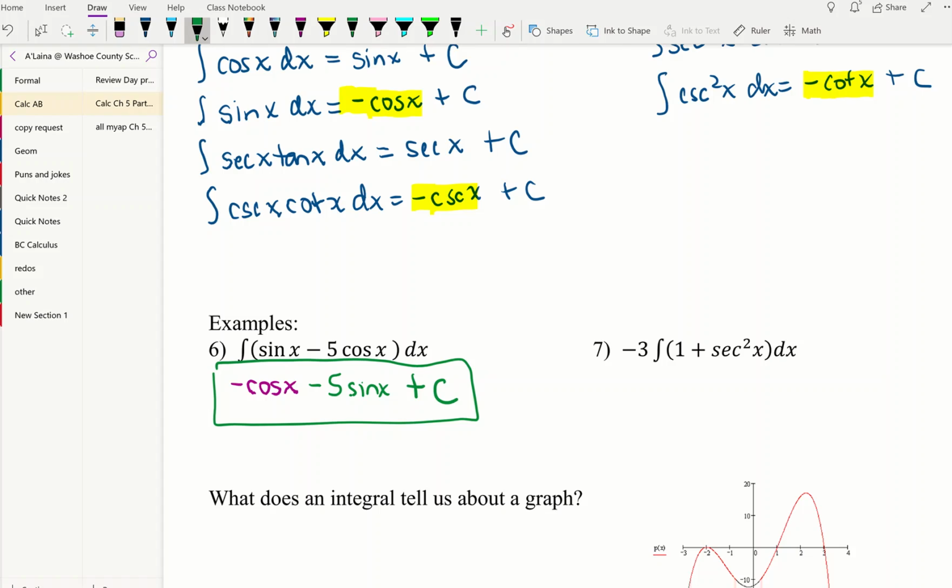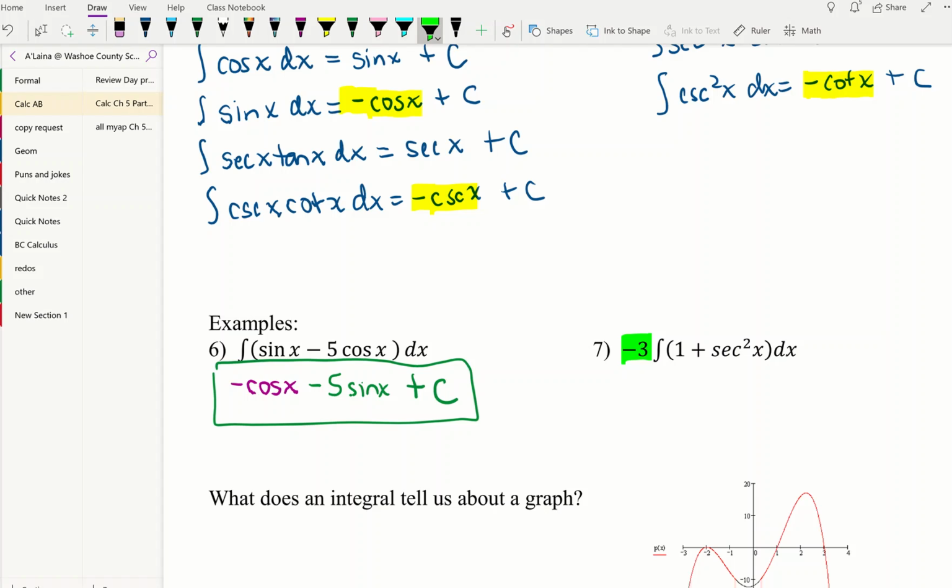So if you have a number out front like this, that number is just going to be a multiplier for your function inside the integral. So after you do the integral, you'll just multiply the answer that you get by, in this case, -3.